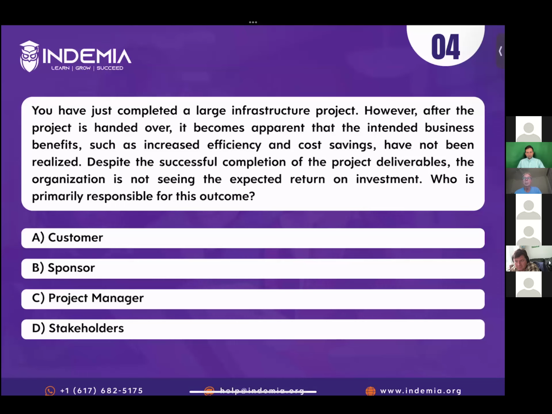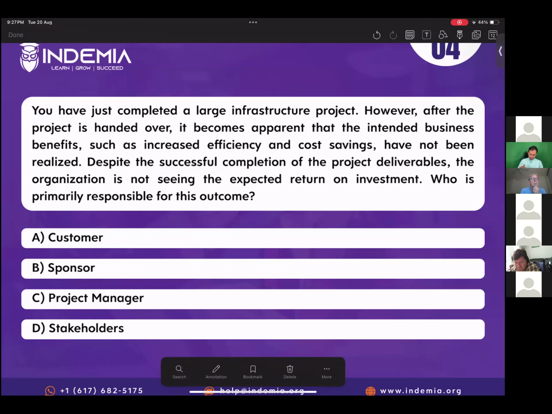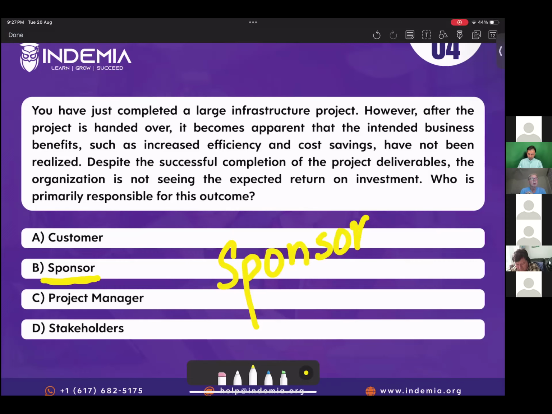All right, Mohan, you have chosen option D. Sorry, I picked the wrong number, but I'm going with the sponsor. Second, Mohan has chosen option B. Go ahead. Yeah, I mean, the sponsor is ultimately accountable for the outcome of the project, right? So it's not the customer, and the project manager basically manages the team, and the stakeholders obviously have an intrinsic stake in the program, but the sponsor is accountable for the outcome.